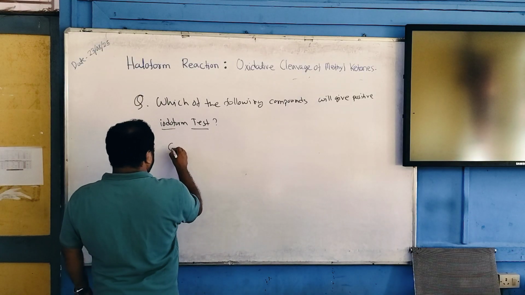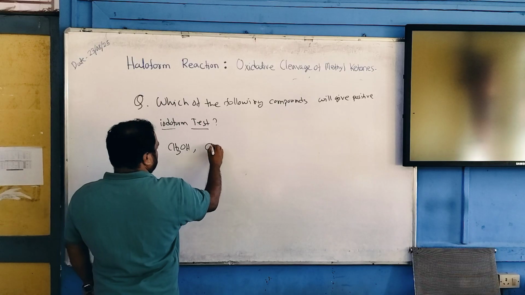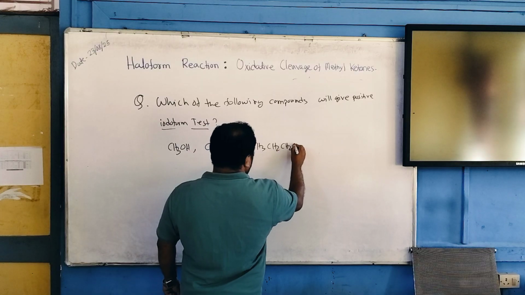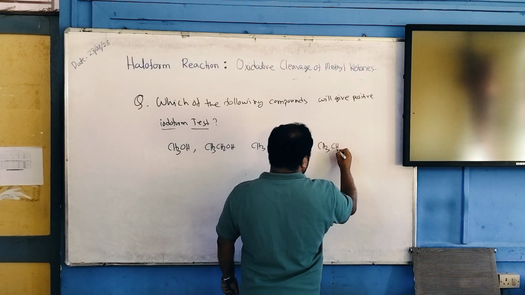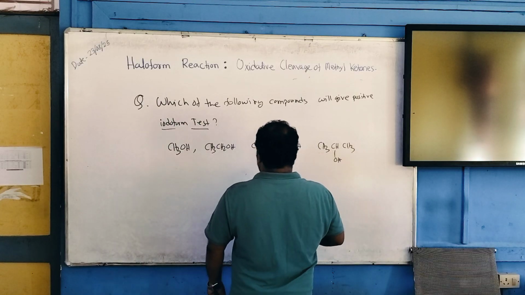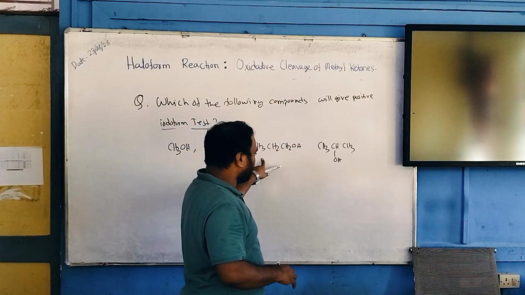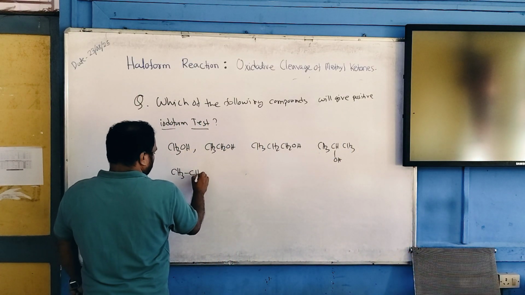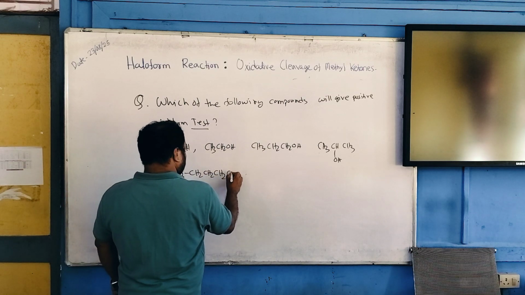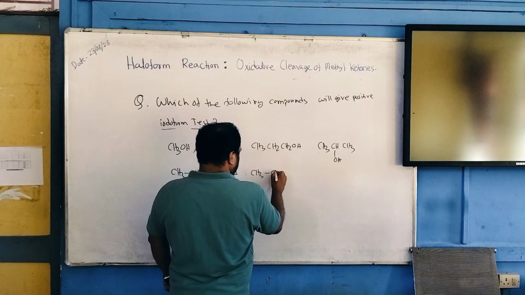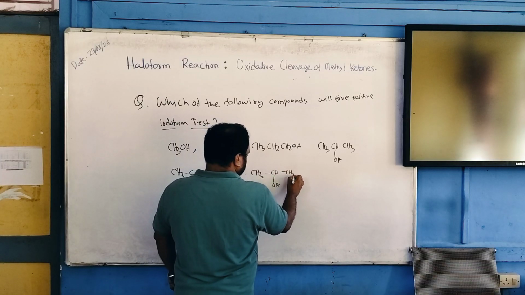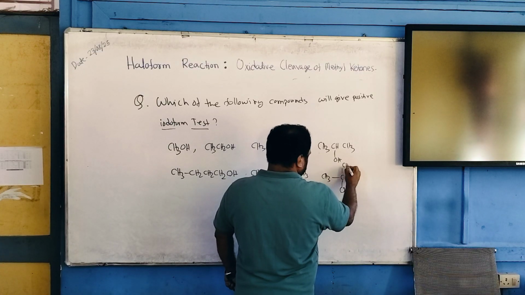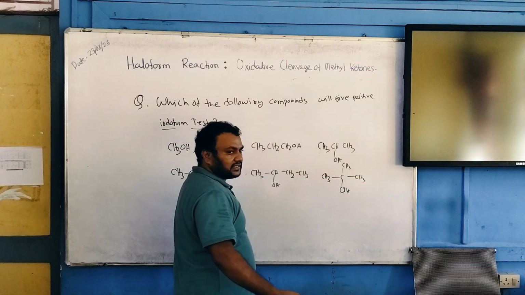So suppose compounds are there like CH3OH, CH3CH2OH, CH3CH2CH2OH, CH3CHOHCH3. This is methanol, this is ethanol, propanol, isopropanol, let's say butanol, CH3CH2CH2CH2OH, and CH3CHOHCH2CH3, and CH3OH, CH3, CH3. These are some alcohols.